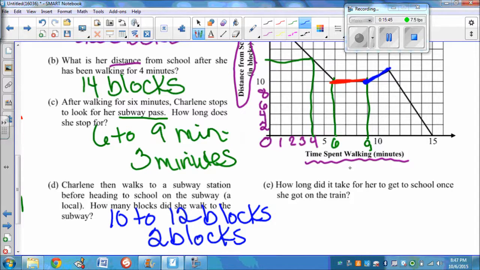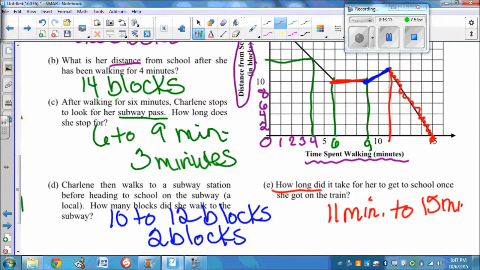Part E says, how long did it take for her to get to school once she got on the train? So you can make that assumption that this piece right here is her travel time on the train, and we're looking for how long. So that's our time. That was 11 minutes down here to 15 minutes. So it took her a total of 4 minutes on the subway.